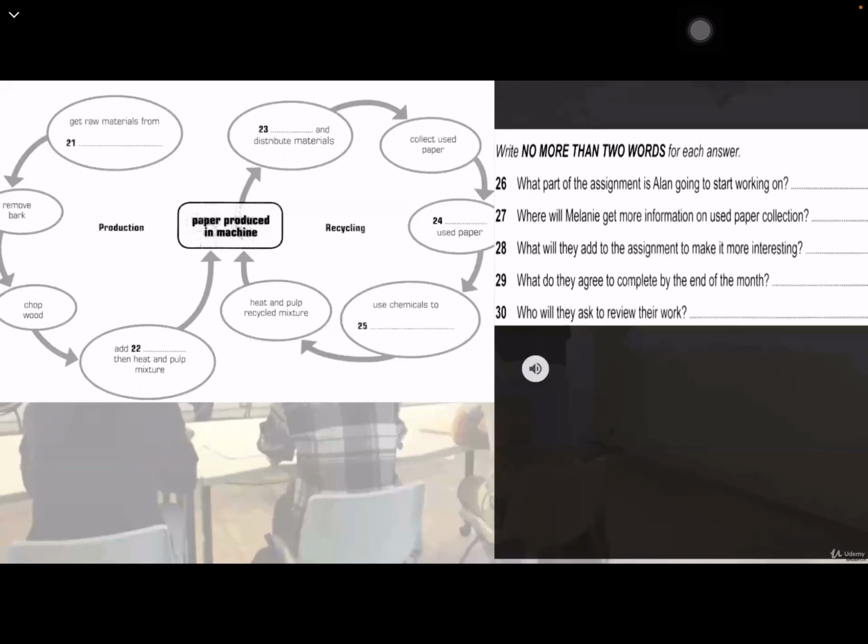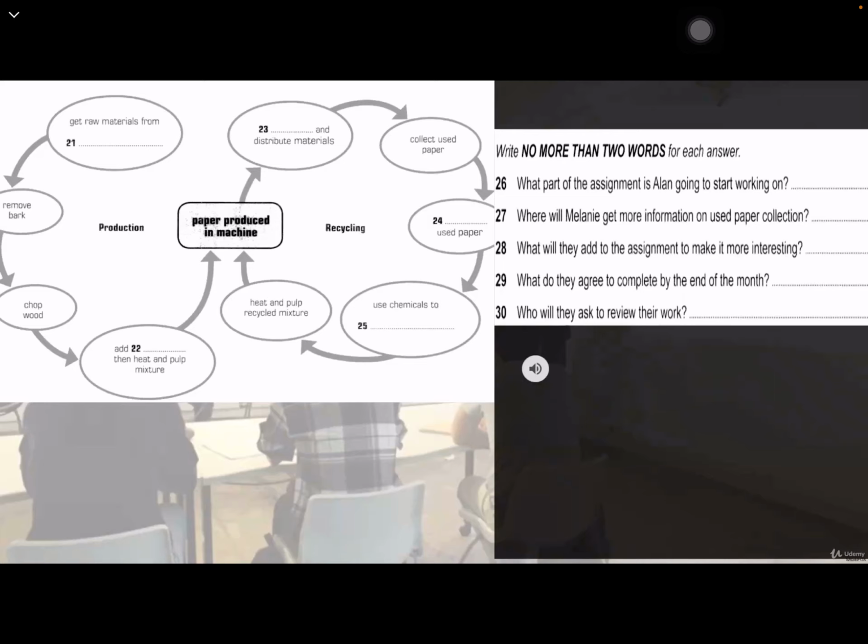So, on one side, we could have the paper production cycle, here on the left, and on the other side, the recycling. Good idea. Let's start at the top with the production. The first step in the process is to get the raw materials. Yes, and they tend to come from pine forests.